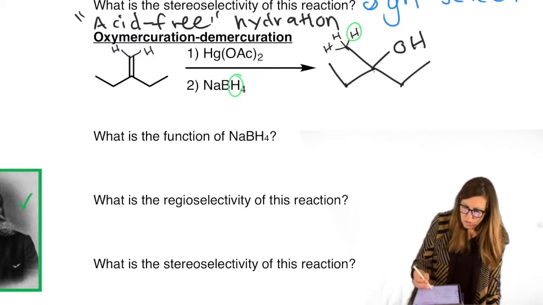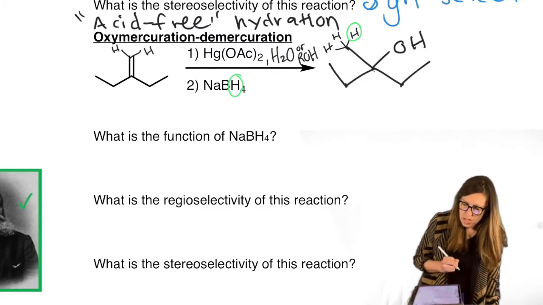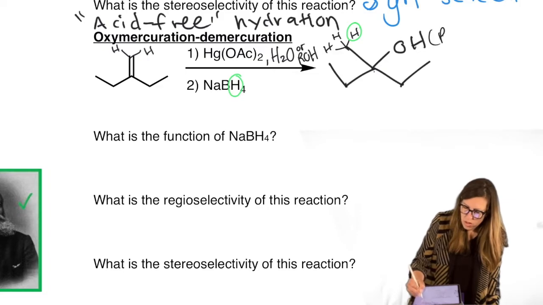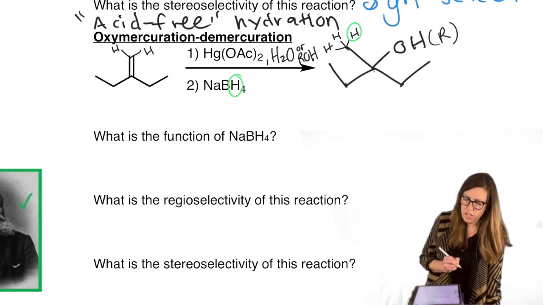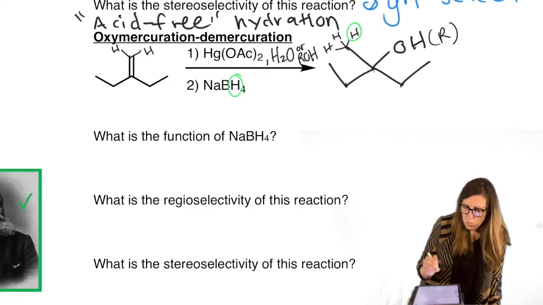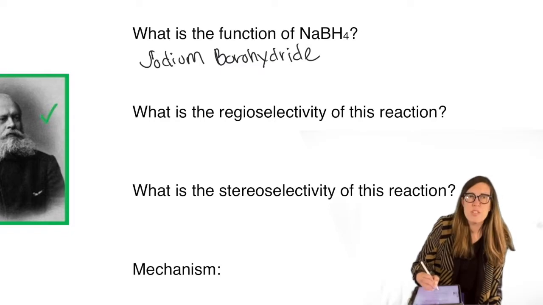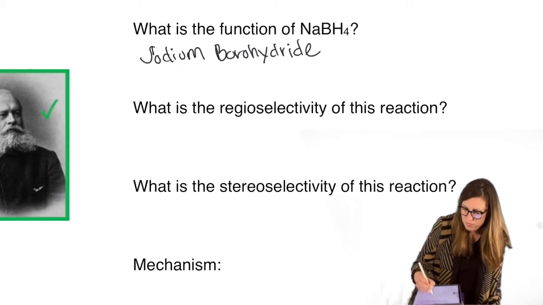So also over the arrow, not shown, which needs to be drawn in, is either water or alcohol. If you had alcohol, it would be OR there, but if you had water, it's OH. So it's hydration if it's water, otherwise you can make an ether. So why do we have the NaBH4? NaBH4 is something you want to get used to. It's sodium borohydride. It's a source of H's. It's a reducing agent.